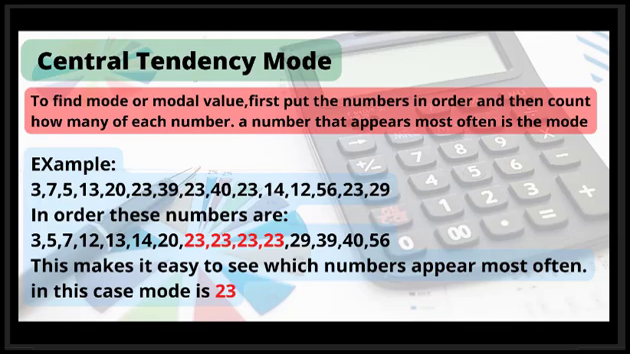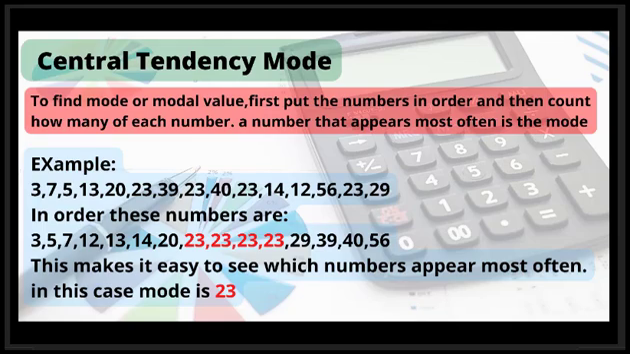First, order these numbers. You order them like 3, 5, 7 in increasing order and then see which of these observations is occurring the most. If you see here, 23 appears 3 or 4 times, while all the others appear only once. So the mode in this case is 23 because it's appearing the most often. To summarize, mode is the frequently occurring value.